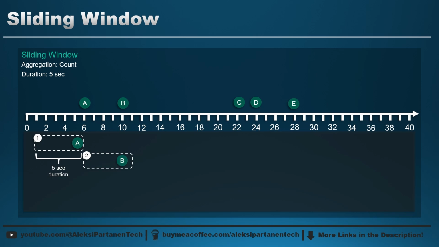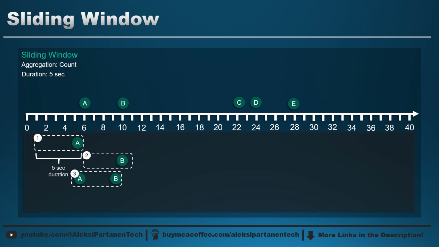But event B will also trigger another window that will look back 5 seconds, and it will also include event A, since it is in that 5-second window looking back. B will also trigger a forward-looking sliding window, but since there are no events after B, this window will be dismissed.